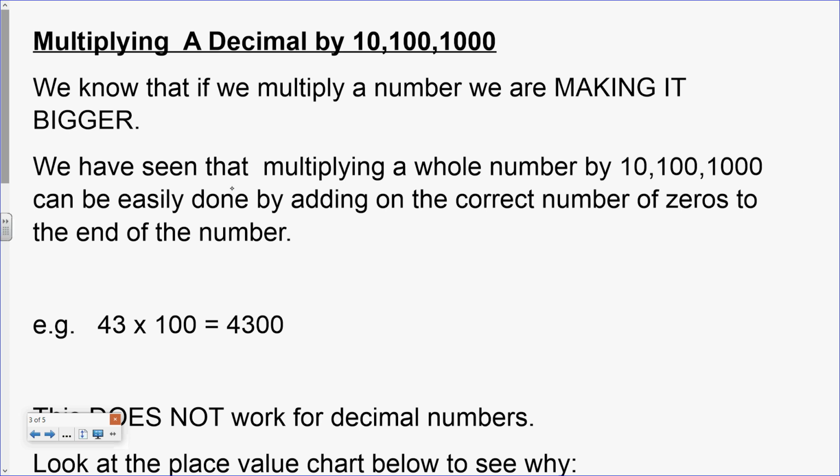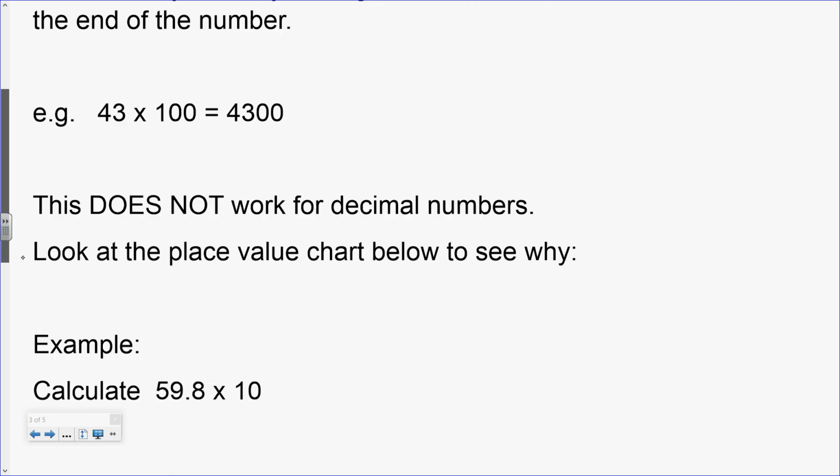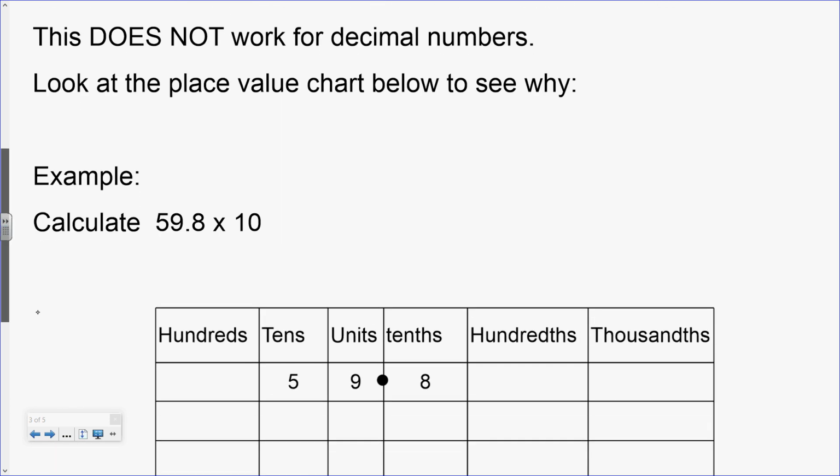We have seen that multiplying a whole number, so that's a number without a decimal, by 10, 100 or 1000, can easily be done by adding on the correct number of zeros to the end of the number. So let's have a look here. We've got 43, so that's a whole number, there's no decimal. Times it by 100, we know we can add on 2 zeros, giving us 4,300. However, we cannot do that for decimal numbers.